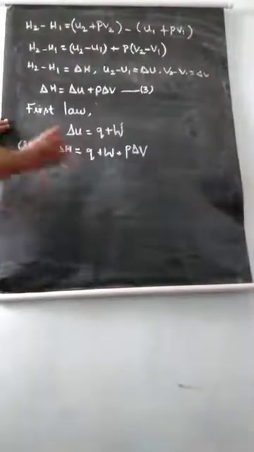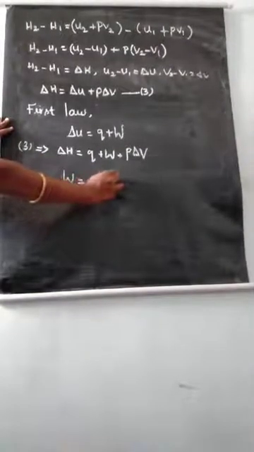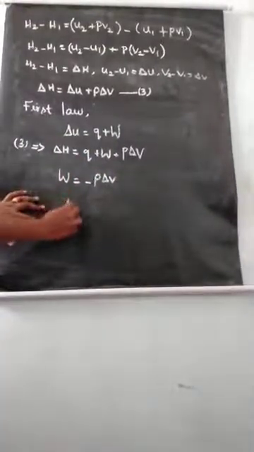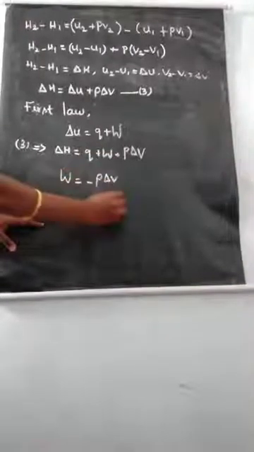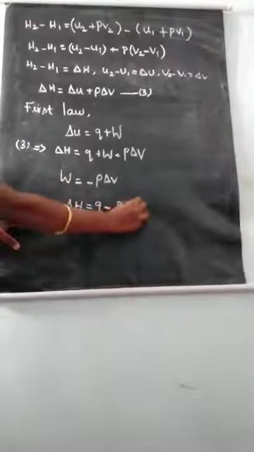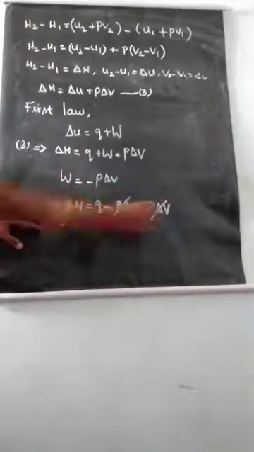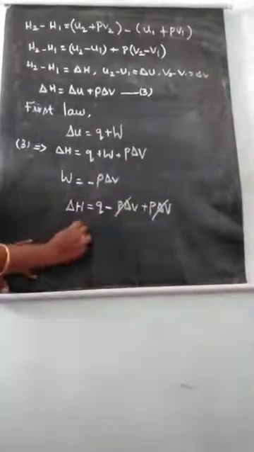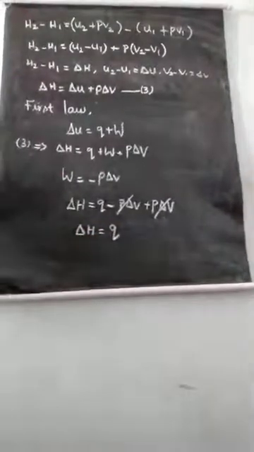Now the work formula you already know: work W is equal to minus P delta V. Substitute this value. Delta H is equal to Q plus W, that is, Q minus P delta V plus P delta V. Cancel the minus P delta V and plus P delta V. So you got the answer: delta H is equal to Q.